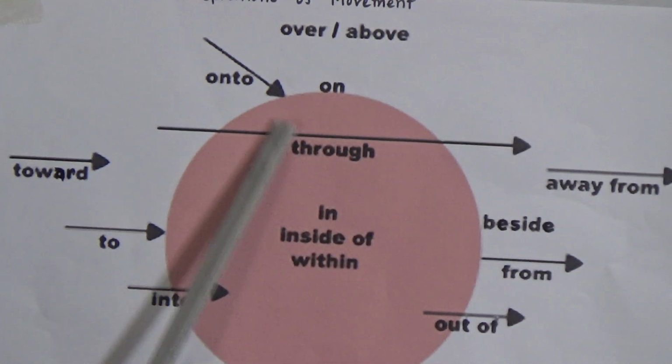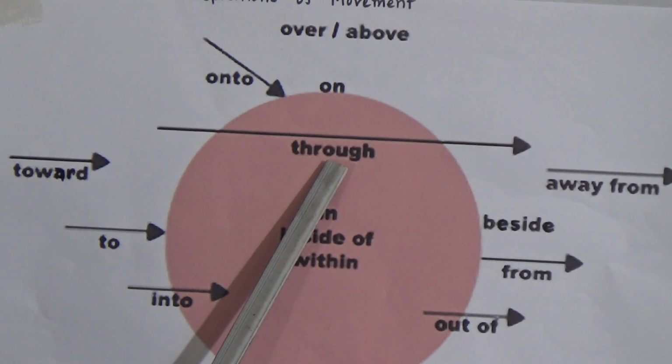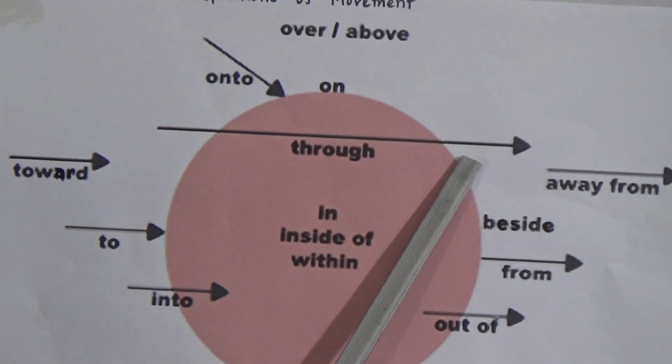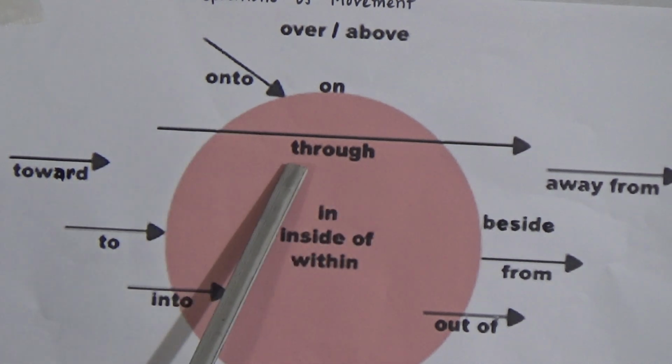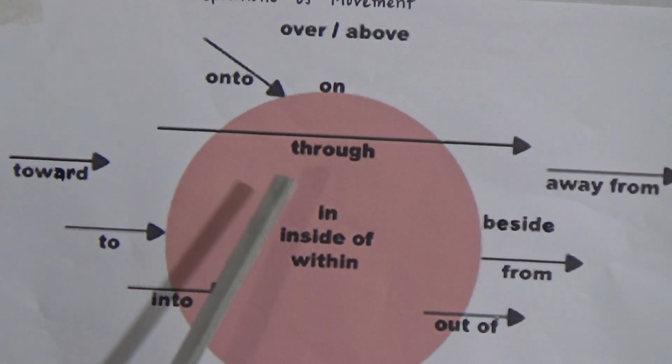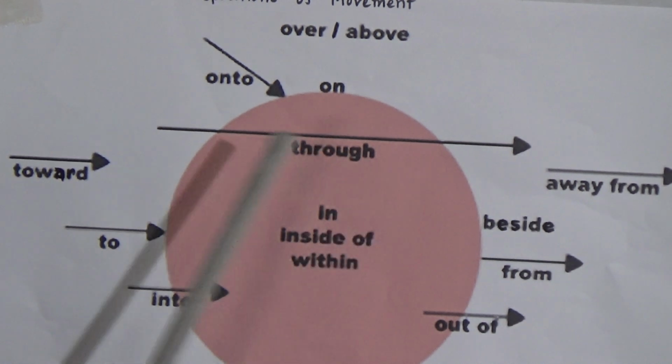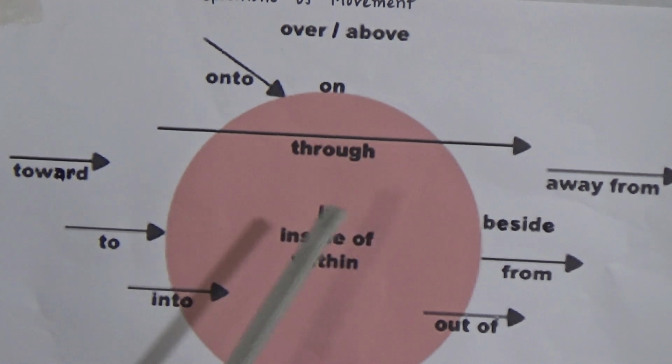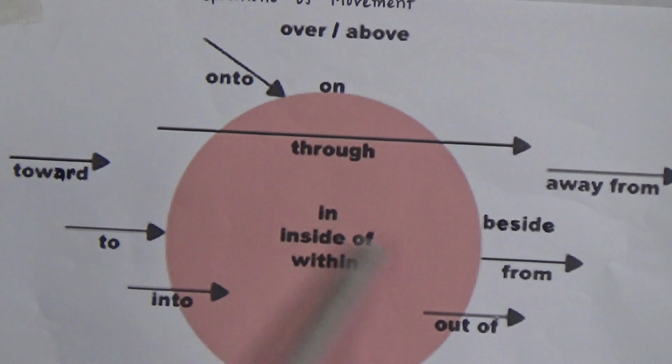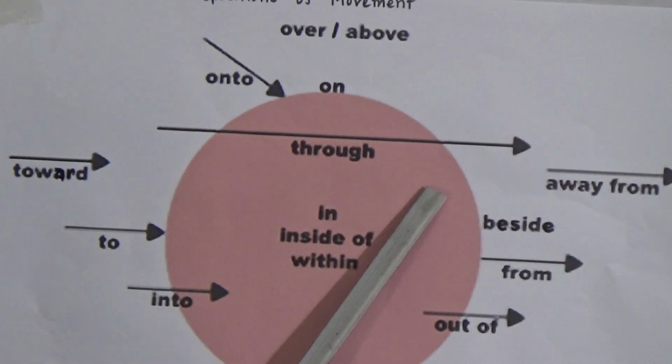river. And we will use through when there is a movement from one side to another side, but in something, like in long grass or in a forest. So when you walk in a forest, we will use through.